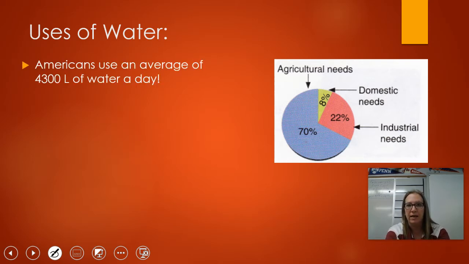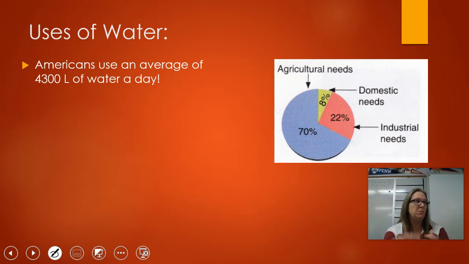Okay. So what do we need water for? Aside from like life, okay, there's different categories of how we use water. This blew me away right here. Americans on average, and this is a figure back from 2013, when some statistics were put together. Back in 2013, the average daily use of water for Americans was 4,300 liters of water a day. That's a lot of water.